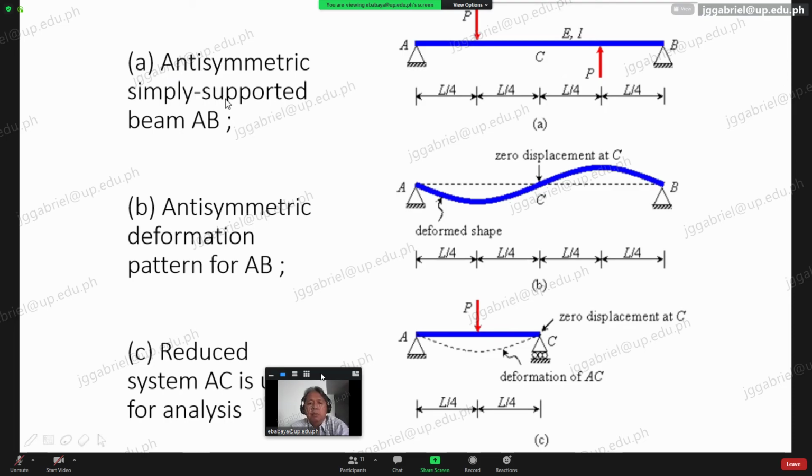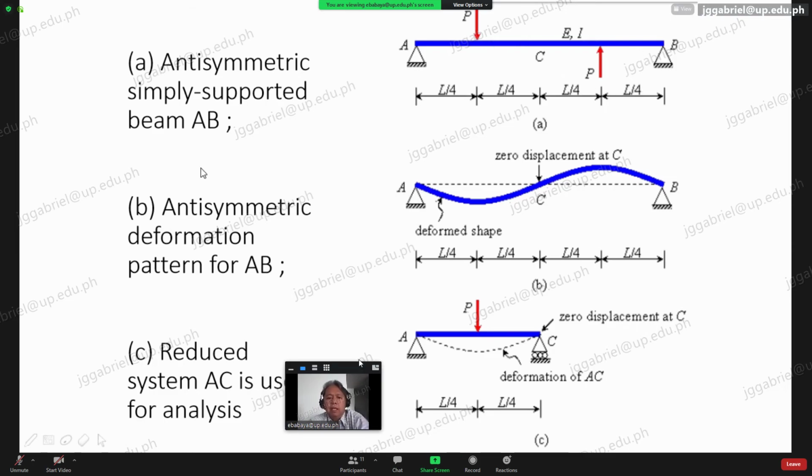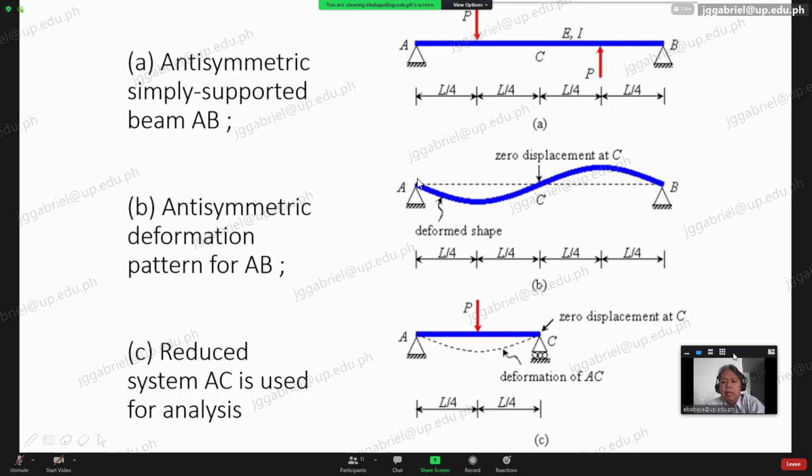Antisymmetric simply supported beam. So this is the antisymmetric simply supported beam. The deformation would be this. No? So you will have a displacement equal to 0 at this point. So therefore, this system can be reduced to this system. Being connected here, only half of the beam will be considered.